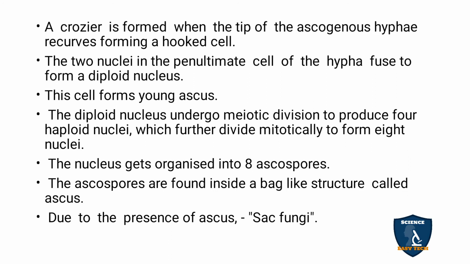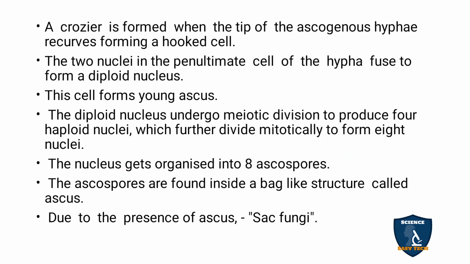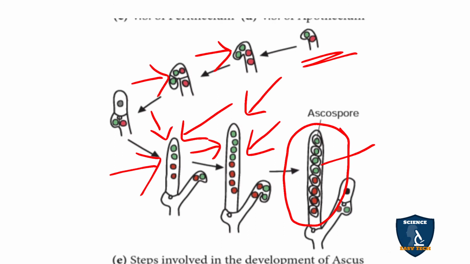The ascospores form a bag-like structure, and this is called ascus. So the ascus is seen in a bag. This fungus is called sac fungi because the ascospores are inside a bag-like structure. That bag is called a sac. It looks like a sac, so it is called sac fungi.